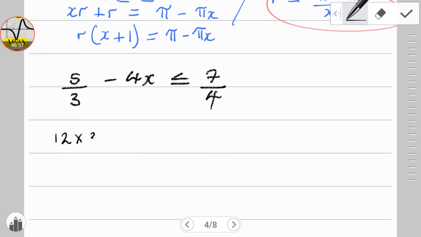But the moment you're solving the equation, you need to go ahead and multiply all the terms by the LCM. So that's 12 multiplied by 5 over 3, and that's going to be, you're going to take away 12 multiplied by 4x, and that's going to be less than or equal to 12 multiplied by 7 over 4.